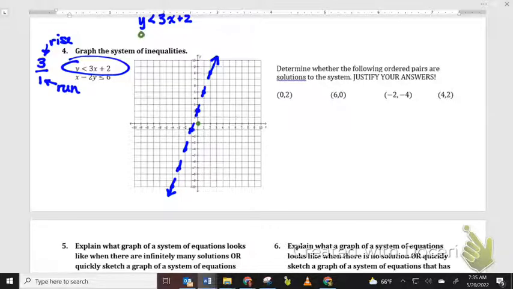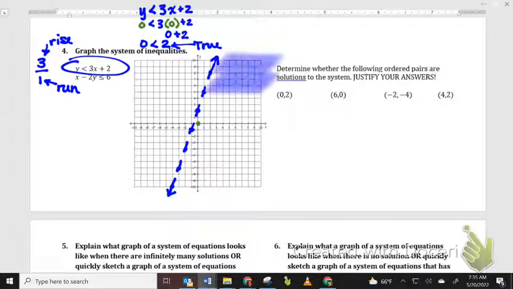So I'm going to put 0 in for y. I'm going to put 0 in for x. 3 times 0 is 0. So over here I have 0 plus 2. 0 is less than 2. Is that true? Yes. This is a true statement. And so I'm going to shade the side of the inequality where 0, 0 is. I need to make that bigger. So I would shade over here because this is the side where 0, 0 is at.